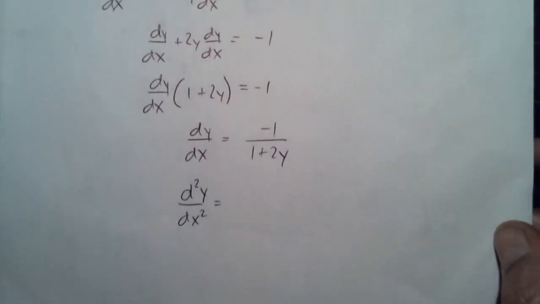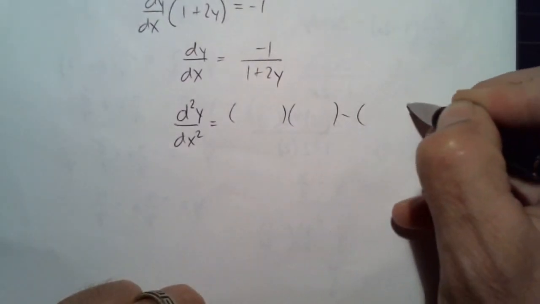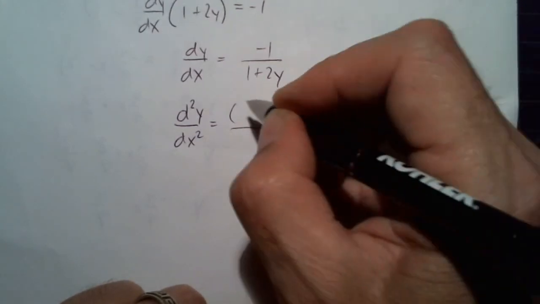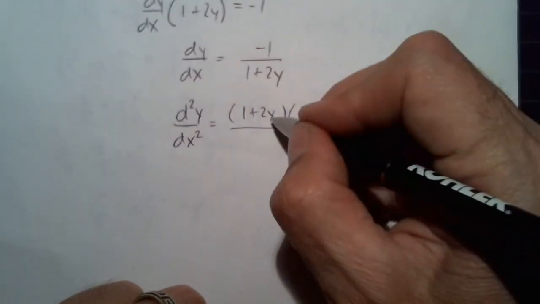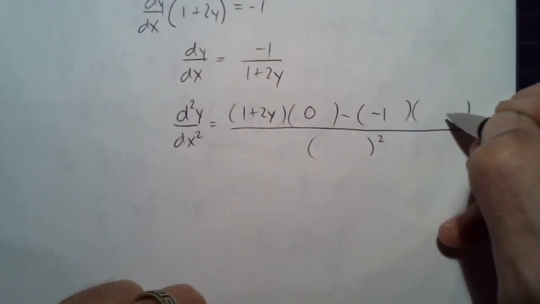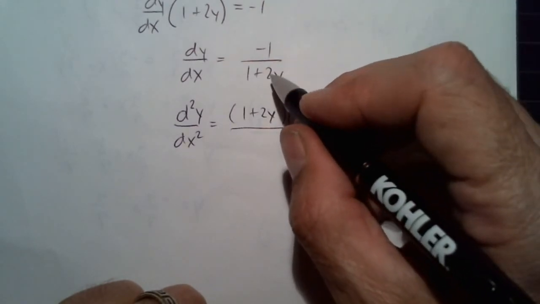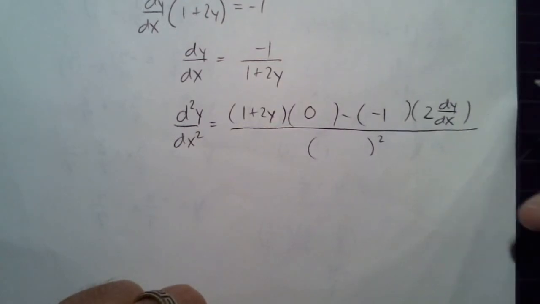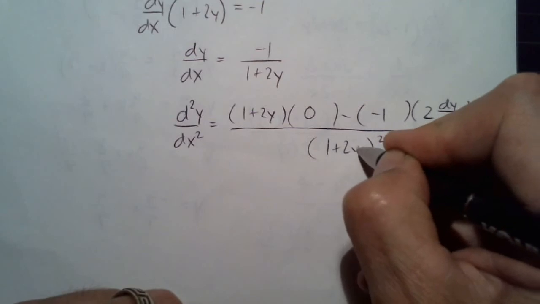And here's a quotient, so we need the quotient rule. Denominator times the derivative of the numerator minus the numerator times the derivative of the denominator. So the derivative of this is 2 dy dx. And that will be 0. Oh, the denominator squared.